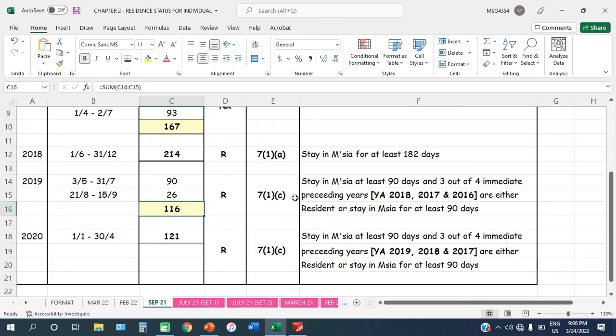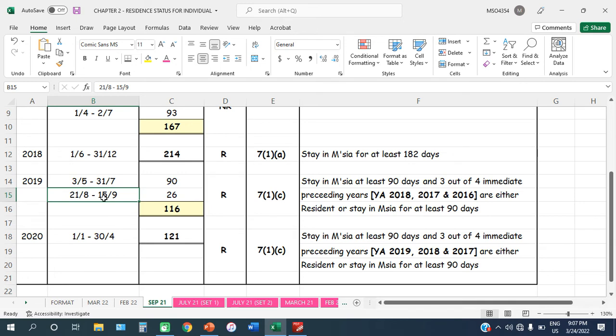Okay, let's start with A. So, very obvious, we cannot use A, less than 182. How about Limb 1, guys? Okay, first condition. Stay in Malaysia at least 1 day in January. We don't even have January. Okay, Limb 2. Okay, stay at least 1 day in December. There is no December. We cannot use Limb 2.